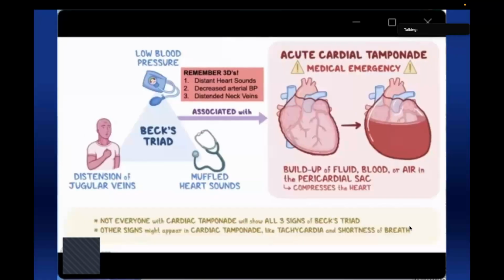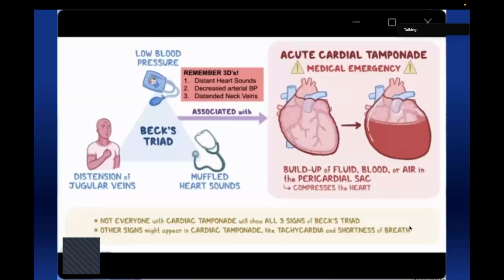Remember that there are 3 Ds in your tamponade. You have distant heart sounds, decreased arterial BP, and distended neck veins. This is your Beck's triad. Remember that not everyone with cardiac tamponade will show all 3 signs of your Beck's triad. Sometimes it would be just associated with echo findings, now buildup of fluid or blood or air in the pericardial sac, resulting now in heart compression.